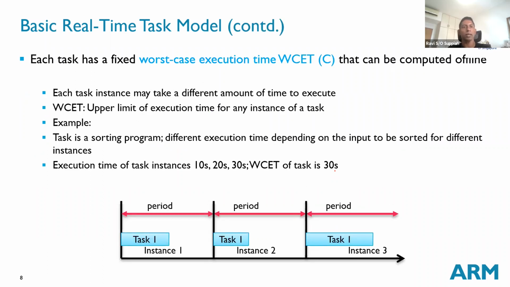That is where we come up with this concept called C, which is the worst case execution time. When I look at a task, what is the worst case time? That means looking at the code and all the loops and if else, what is the maximum amount of time it may take, the upper limit of execution. In this case, instance three over here is the worst case execution time for task 1.